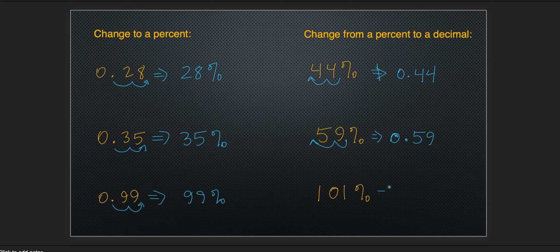And then you can try this one. So we recognize that the decimal's right there, move it 2 places to the left, and it's 1.01. It doesn't matter what number you're looking at in these, it's always just move the decimal 2 places to the right or to the left.